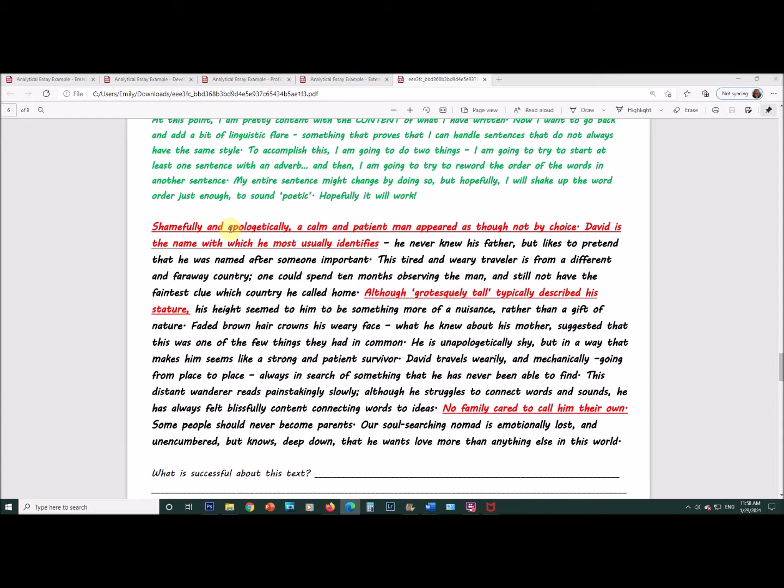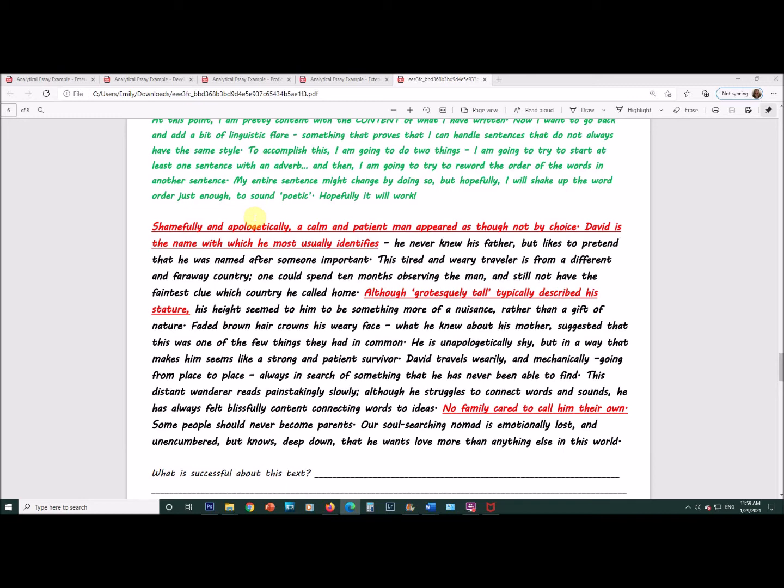This tired and weary traveler is from a different and faraway country. One could spend 10 months observing the man and still not have the faintest clue which country he called home. Although grotesquely tall typically described his stature, his height seemed to him to be something more of a nuisance rather than a gift of nature. Faded brown hair crowns his weary face. What he knew about his mother suggested that this was one of the few things they had in common.